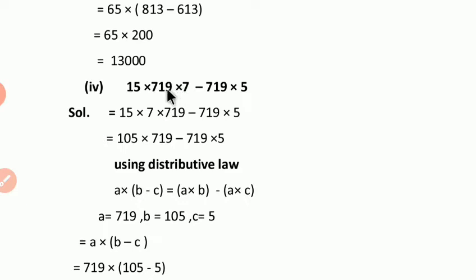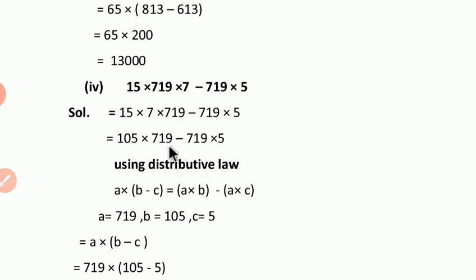It means it is the value of A. So no need to multiply this number with any number. So we will multiply only 15 into 7 to change into a single number. So 15 into 7, 105 into 719 minus 719 into 5. You can see that this equation is changed in the form of A into B minus A into C.